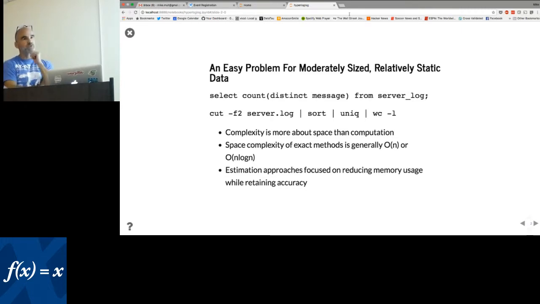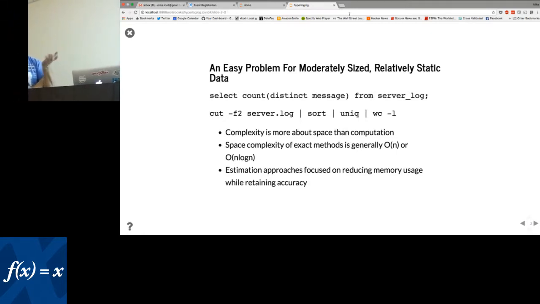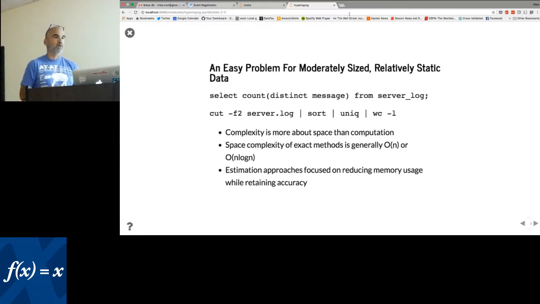So it's not a hard problem computationally. In most cases, you just need to see each element once, so it's generally an order n algorithm in terms of time complexity. In terms of space complexity, it's also relatively efficient. Most algorithms that you use for the exact solution are either order n or order n log n. The n log n usually comes from cases where you're sorting the data to do the computation. So for small data sets, this is a pretty easy problem.